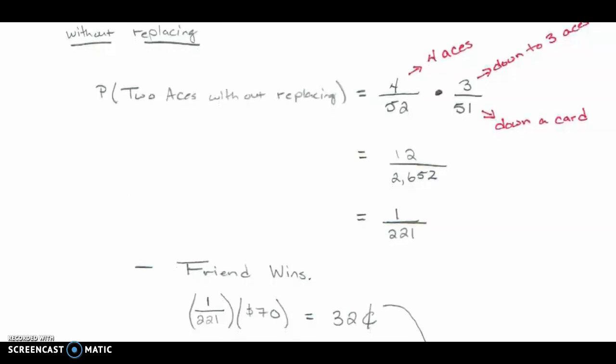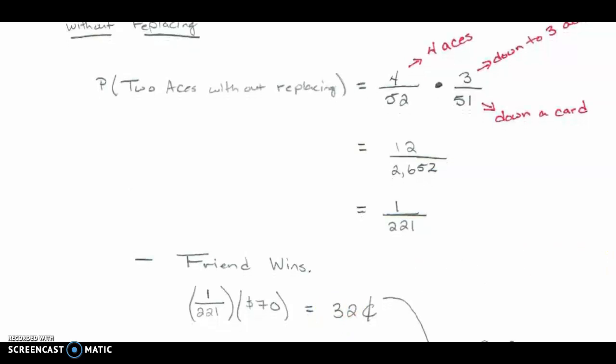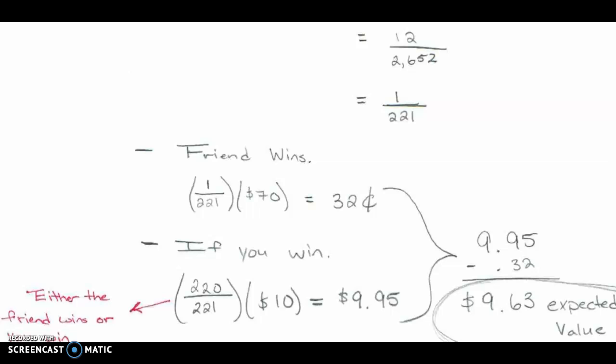And now let's look at if the friend wins. Remember, he has 1 out of 221 chances to draw those 2 aces. But if he does win, he gets $70. So when you find the expected value, you need the probability times the value of what they would earn. For his case, it would be $70. So 70 times the probability, 32 cents. But what if you win? So if you win, $10.